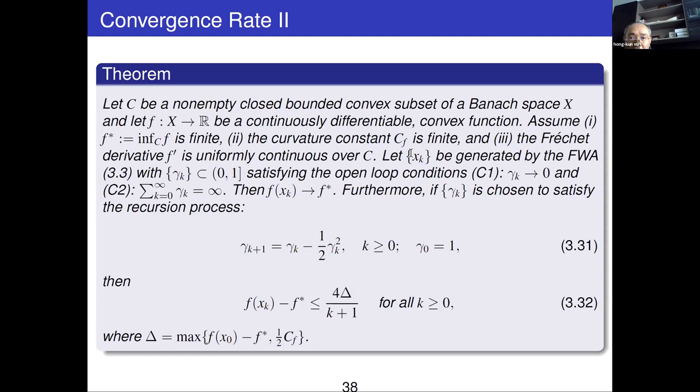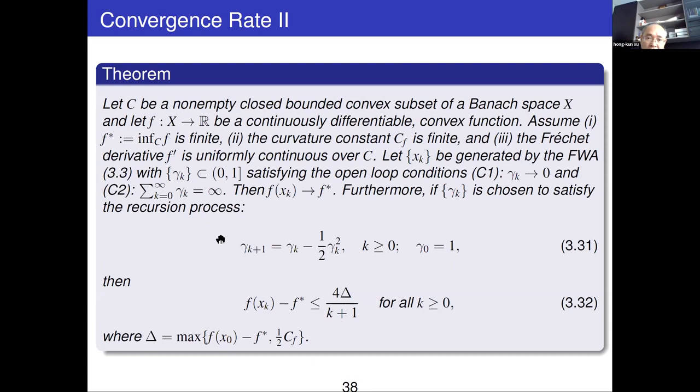In the conditions, of course, the optimal value is finite, the curvature constant C F is finite, the derivative F prime is uniformly continuous over C. Then x k generated by FWA, the step size selected by open loop conditions C1 and C2, and then we proved the convergence. We proved f of x k converges to the optimum value. Now in this case, I don't know how to get the rate of convergence.